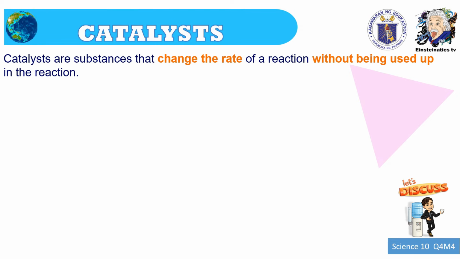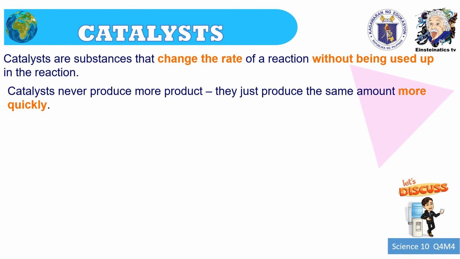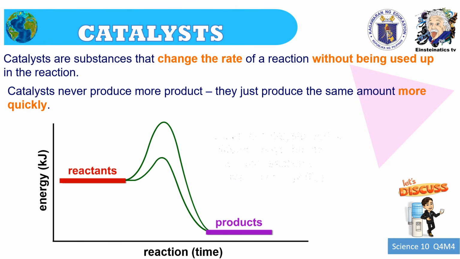Aside sa energy and aside sa correct orientation, scientists sometimes use a catalyst in order for a chemical reaction to take place or to make it faster or slower. Now, when you talk about catalysts, these are substances that change the rate of a reaction without being used up in the reaction. So, catalysts never produce more product, they just produce the same amount more quickly.